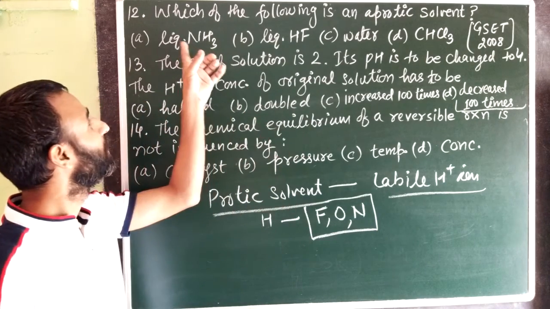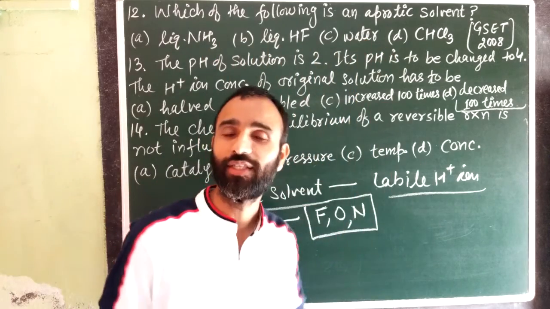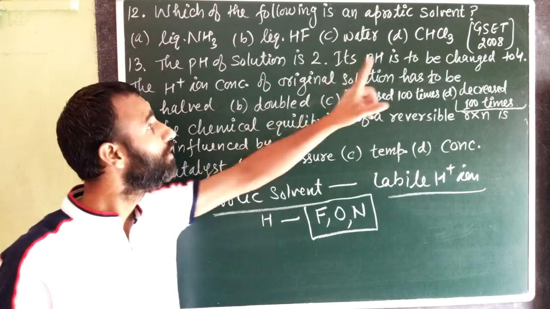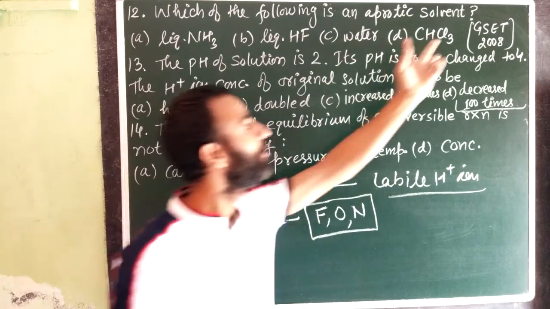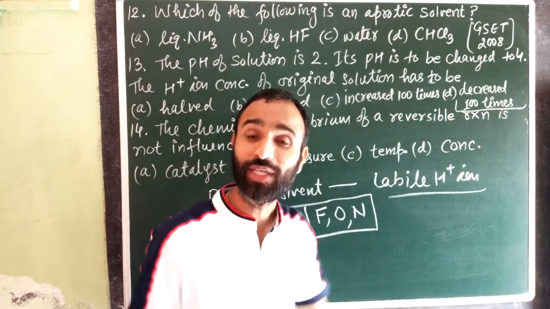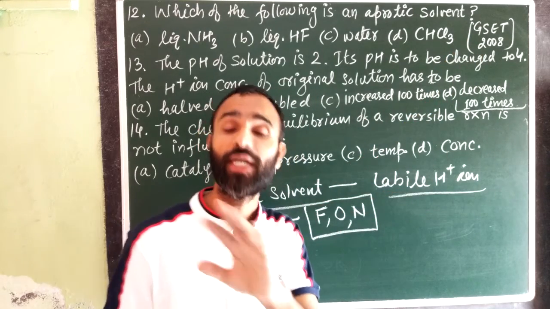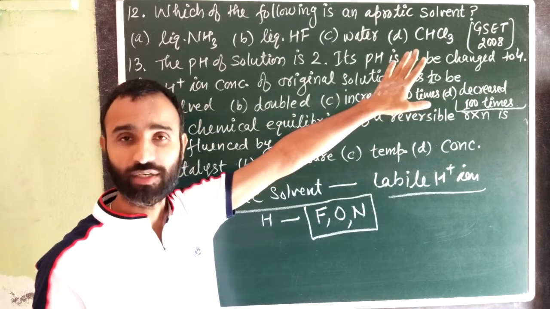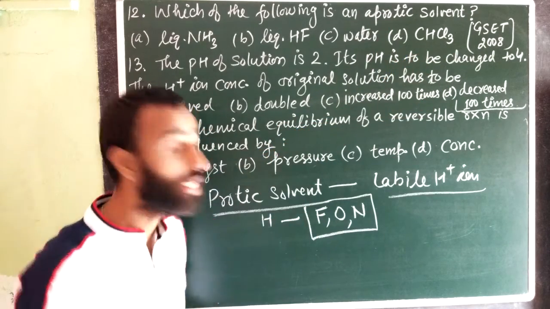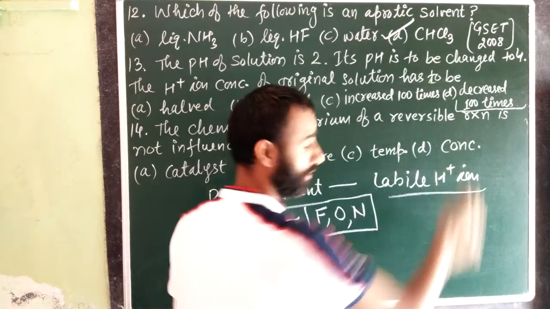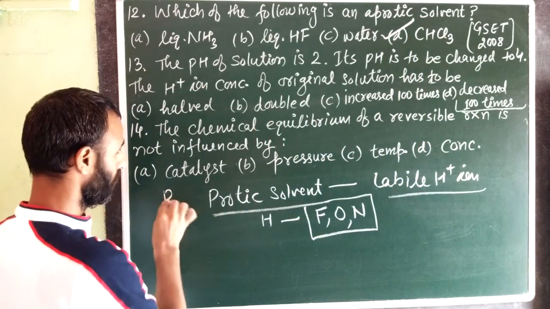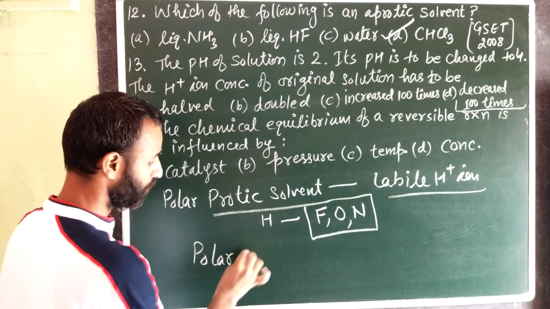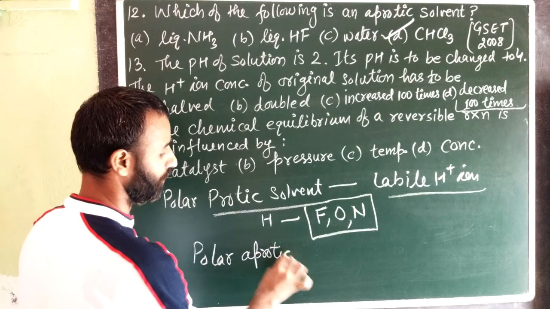So you see ammonia, HF, water, they have hydrogen attached to nitrogen, fluorine, oxygen. But about chloroform, though it is polar, it cannot donate H plus ion. So such solvents are called aprotic solvents. It is polar aprotic. These are polar protic solvents. And second is polar aprotic solvent.